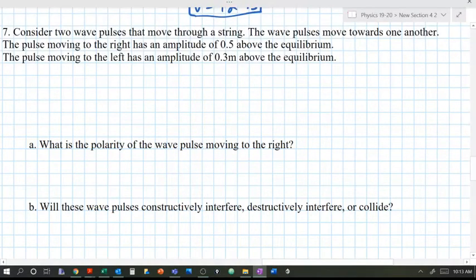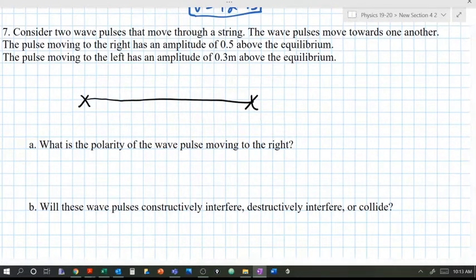So what we have here is a string. Now let's consider a string that's fixed at two ends. So it's anchored there somehow, and down here it's anchored somehow. And now the string, before we pluck the string to send wave pulses through it, is in equilibrium. All the points on this string are at a position of 0 from the equilibrium because they're on the equilibrium line.